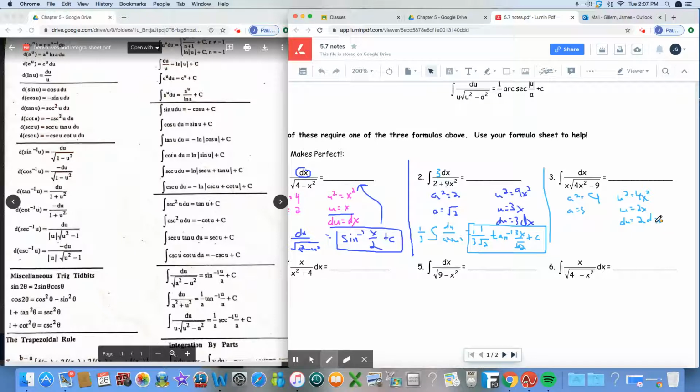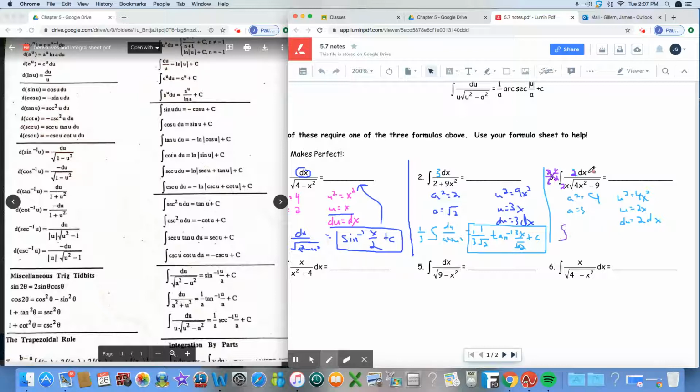Now, got to be careful, we need to make it look like this. So I need du on top, which means I need to add a 2 up there. Let me change colors to show what I'm adding. I'm going to add a 2, which means I'm going to put a half on the outside. So that's du. I need u on the outside. Well, I need to have 2x, so I need to add a 2 on the bottom, which means I've multiplied by the reciprocal. So these cancel each other out, and I don't need to put anything on the outside.